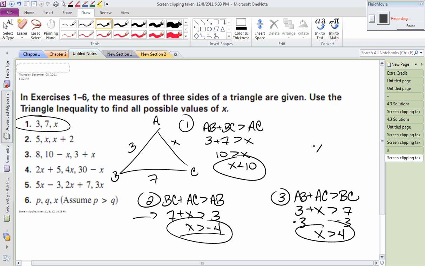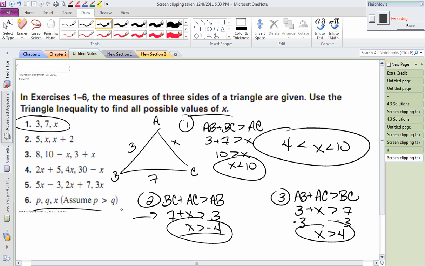So what we see here is that x has to be less than 10, and it has to be greater than 4. So any of those values would work for x. And that's how you use the triangle inequality to find all of these possible values. You do the same thing for 2, 3, 4, 5, and 6. 6 is more difficult. Not much more, but a little more. So really you need to concentrate on 1 through 5 because the questions tomorrow will be similar to these.